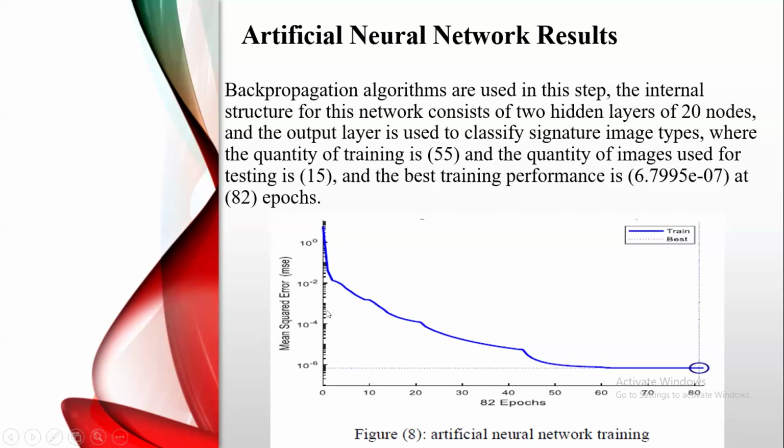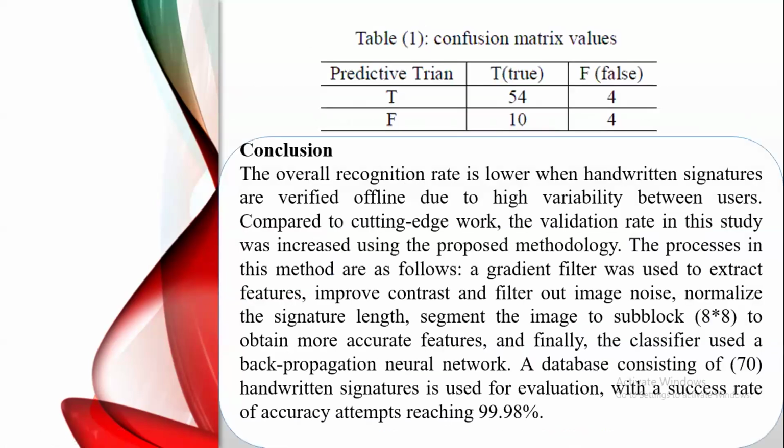This figure showed the accuracy of the training process during 82 epochs. This table explains the real samples that were used and trained: 70 images in total, with 55 used for training and 15 images for testing.